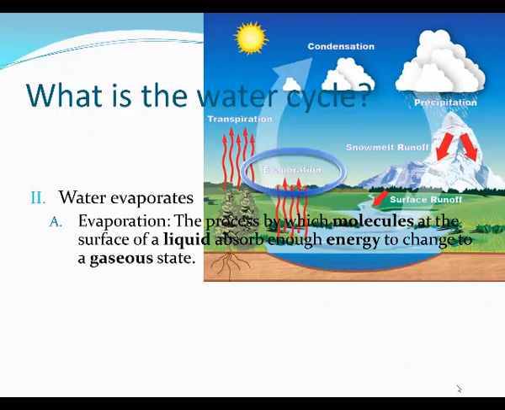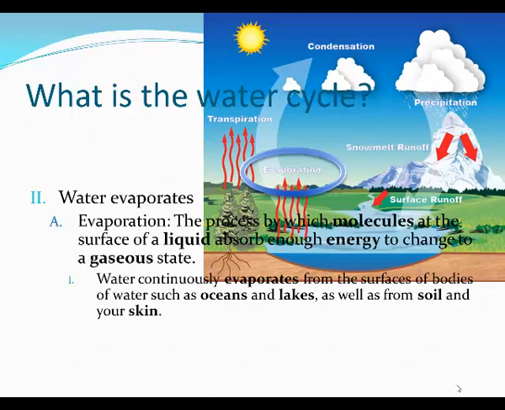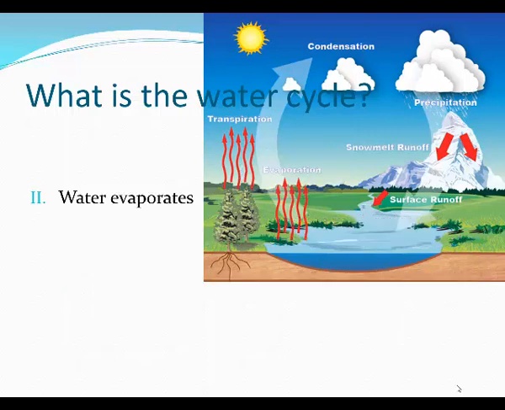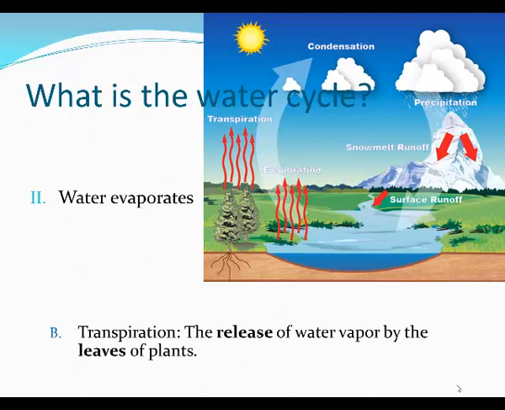So solar energy drives this process. The liquid water gains energy from the sun. It turns to water vapor, and then it's stored inside of our atmosphere. Water continuously evaporates from the surface of bodies of water, such as oceans and lakes, as well as from soil and your skin. Transpiration. It's the release of water vapor by the leaves of plants. So plants are continuously giving off water vapor. This process is called transpiration.